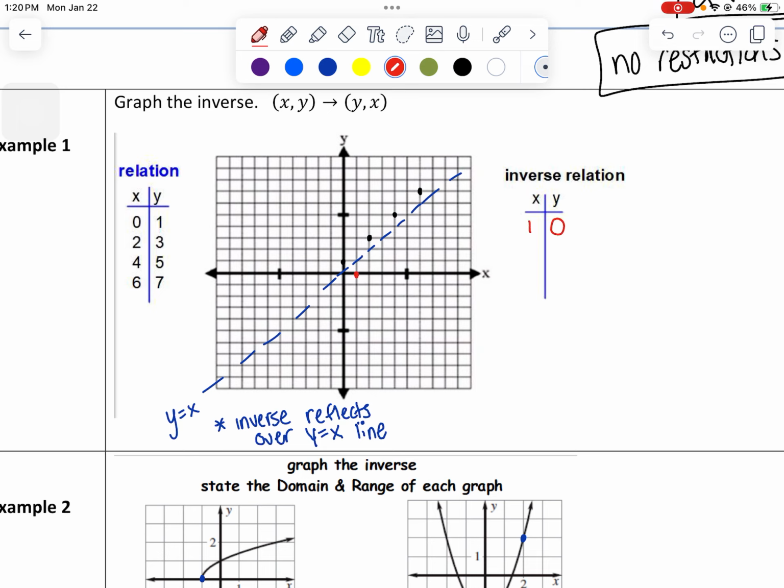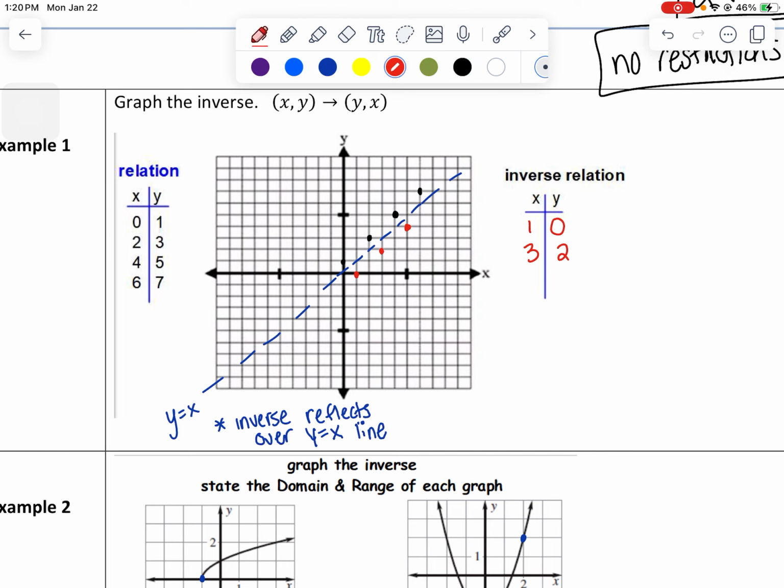I'm going to graph that. It's right there. Then my next point was 2, 3. My inverse would be 3, 2. I'm graphing that. And then I have this dashed line, so as I graph it, you can see that my points are just being reflected over. So like if I took this point that's graphed right here and I reflected it over, my reflection should be right there. They're being reflected over this diagonal here that's actually the line y equals x.